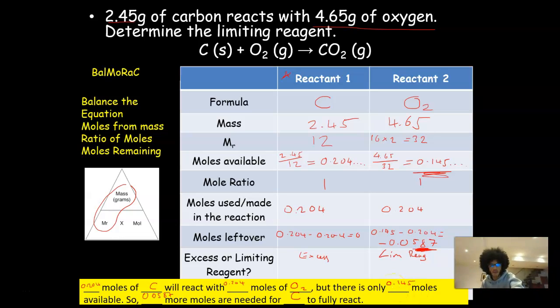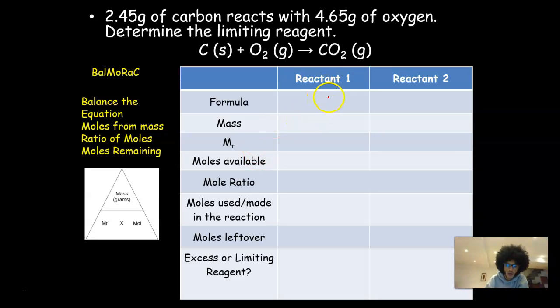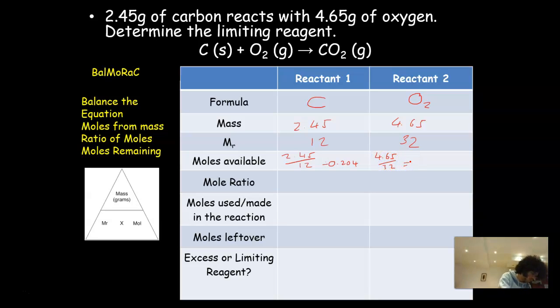If I'm doing it the other way, again, I just have to show the same process, and this might make more sense to you. So carbon, oxygen, the masses are 2.45 and 4.65. The MRs are 12 and 32, and then the moles available, 2.45 over 12 equals, let's make sure I get this right, 0.204. And over here, 4.65 over 32 equals 0.145.